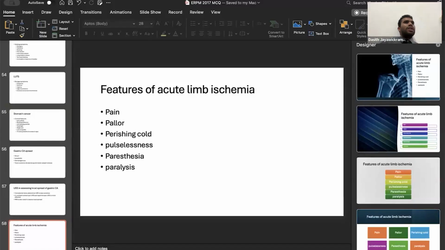NSAIDs are a risk factor for peptic ulcer disease, and she has chronic back pain. What is the most likely diagnosis? Atrophic gastritis, gastric ulcer, gastric carcinoma, GERD, esophageal varices. What do you think it is? It's a gastric ulcer, right? A gastric ulcer eroding into an artery, eroding into a vessel, which causes upper GI bleeding, which manifests as anemia and melena. Okay, good.